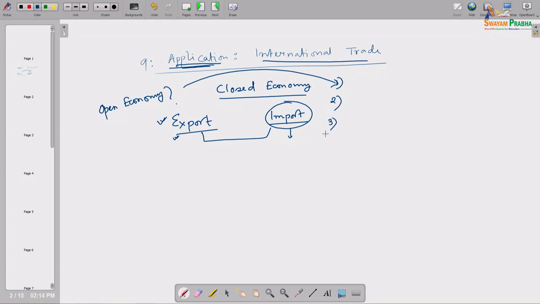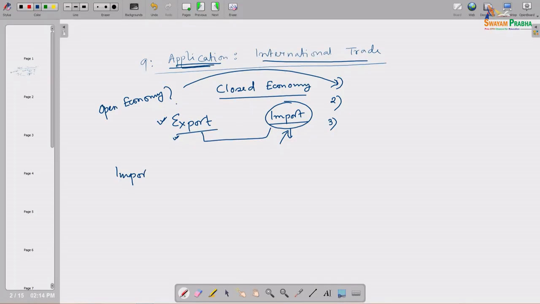And the third question: when we are going to import, if it is an importing kind of situation, where we have to participate in international trade by importing some commodity from outside, whether we should impose any restriction on import or not. You know that a country can restrict its import in two ways, two weapons. One weapon is the imposition of some tariff.